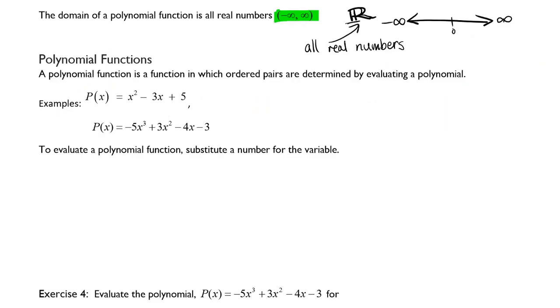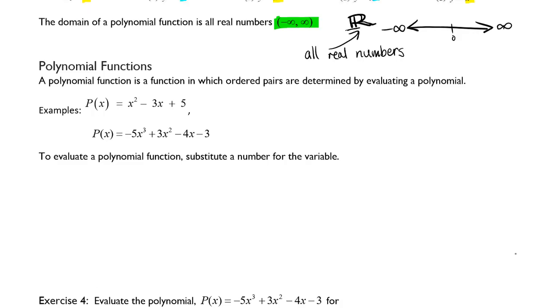Polynomial functions are functions in which ordered pairs are determined by evaluating a polynomial. Now, we went from just expressions to functions, just like that. As soon as we connect a polynomial with a p of x or an f of x or a g of x, we've turned it into an input-output function.